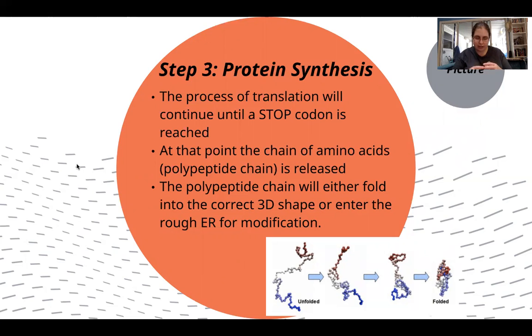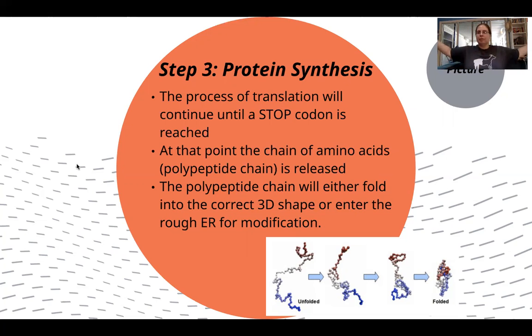Now, remember we said translation will occur until a stop codon is reached. Once the stop codon has been reached, the ribosome lets go of the mRNA, the tRNAs let go, and you are left with an amino acid chain. Now, this is also called a polypeptide chain, which is why we also call the bonds between the amino acids peptide bonds. So the polypeptide chain at that point is non-functional.